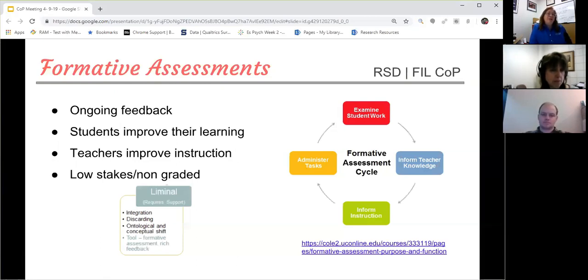How are they doing? Do they need to revise something? Students are able to look at how they can improve their learning. And also teachers get to look at how they can improve instruction. What are students getting? What are they not getting? And a lot of times you will have low stakes or non-graded assignments. So it's a cycle, and it should be pretty iterative, and it should be pretty quick. And it could be as simple as going around and asking students what they think about a certain topic or things like that.